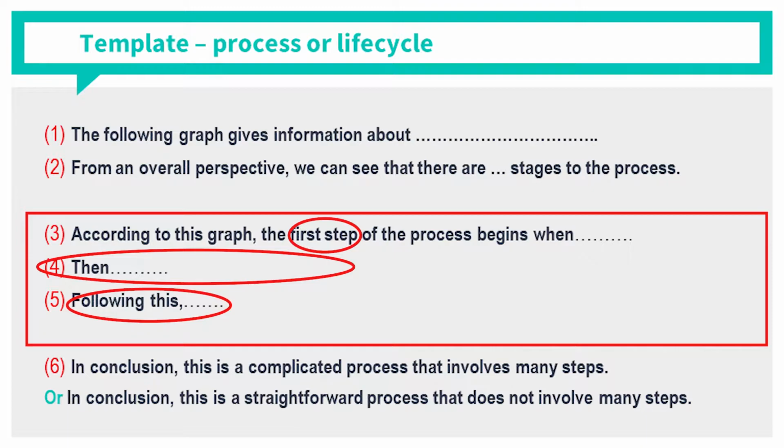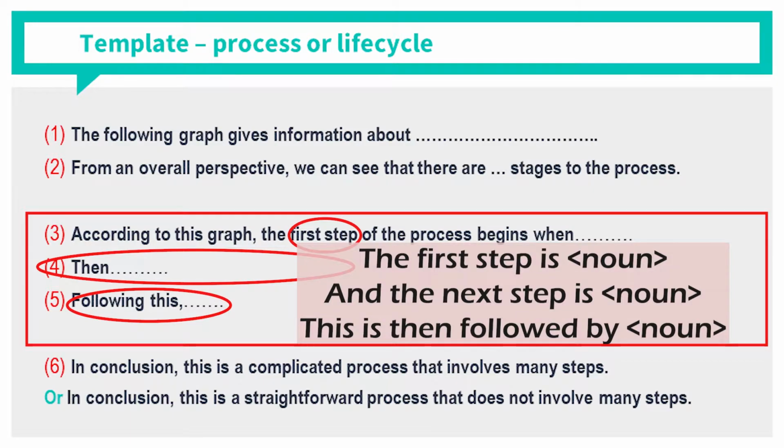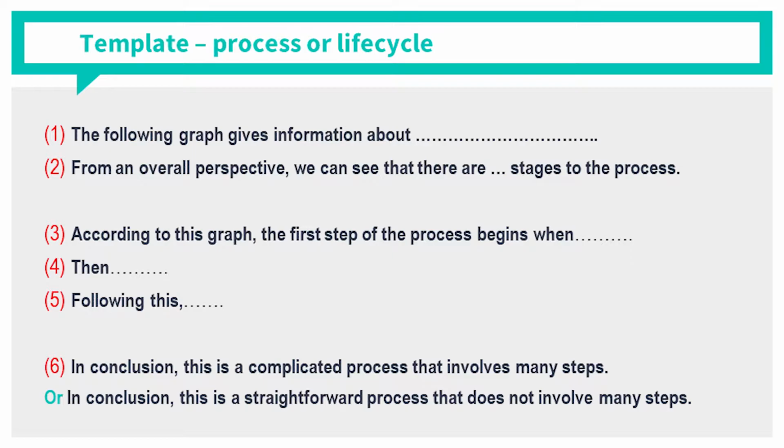Now with this structure, you need to fill in 3 full independent sentences. These are the verbs you will be using a lot in life cycle or process type of graph. Of course, sometimes it's hard to think of a full sentence with a subject and a verb, and you can use this structure and just connect it with a noun or a simple phrase. Last but not least, conclusion. We only have two versions of this. We can either say this is a complicated process that involves many steps, or we can say this is a straightforward process that does not involve many steps.